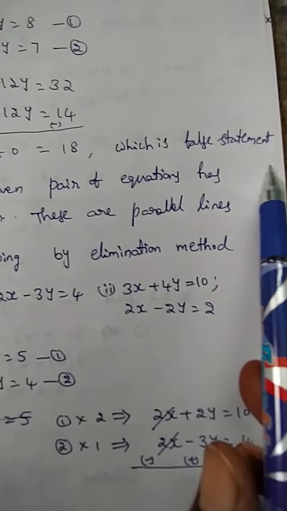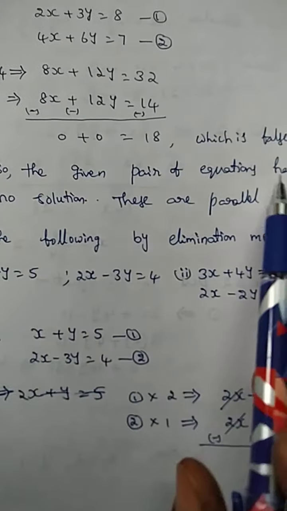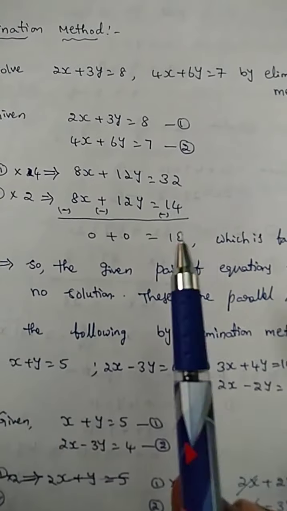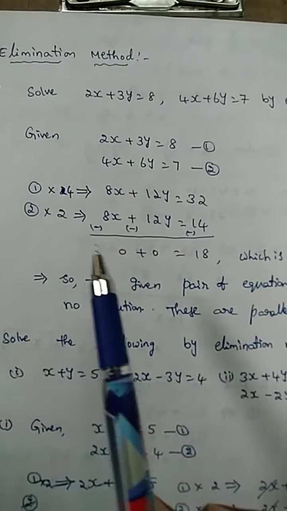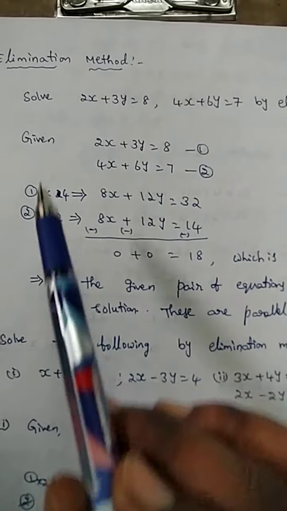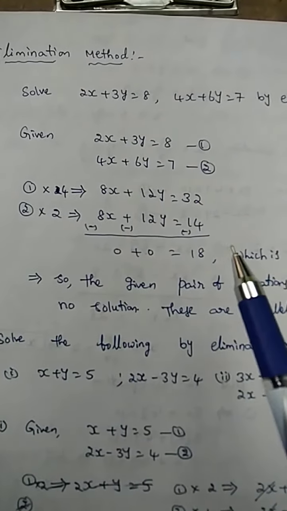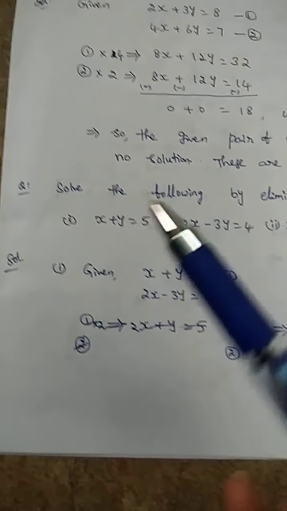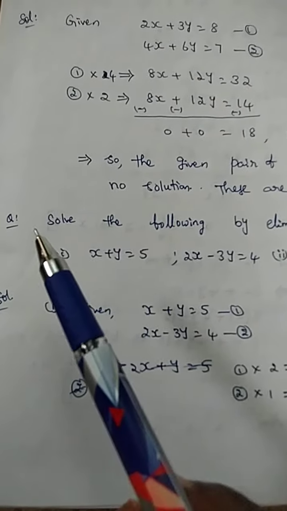Here we got 0 is equal to 18, which is a false statement. Then automatically the given pair of equations has no solutions. These are parallels. So whenever you use the elimination method, this is the procedure we follow for those problems. Then coming to one more problem, here we have the solutions for these problems.